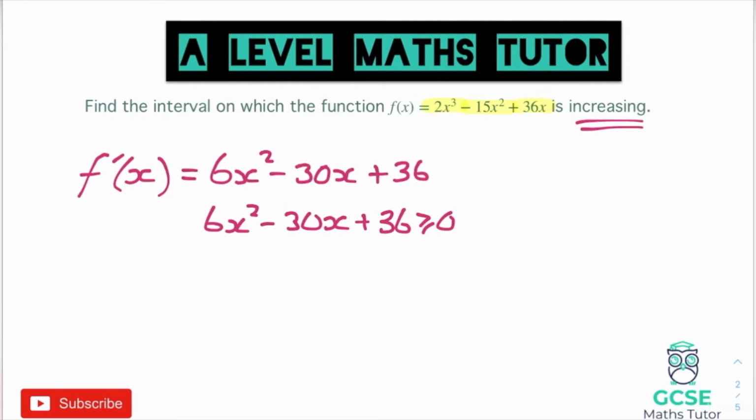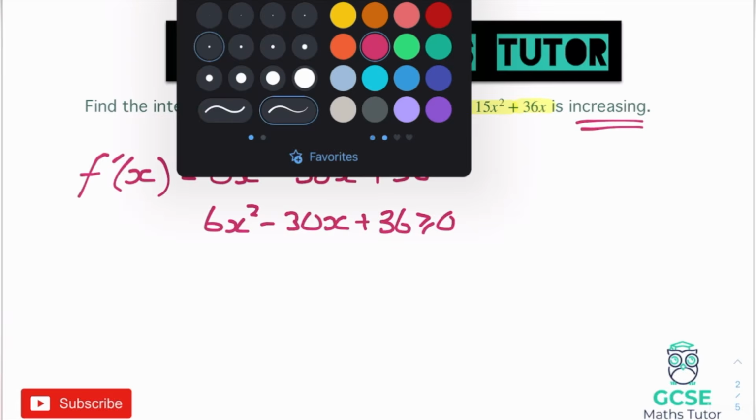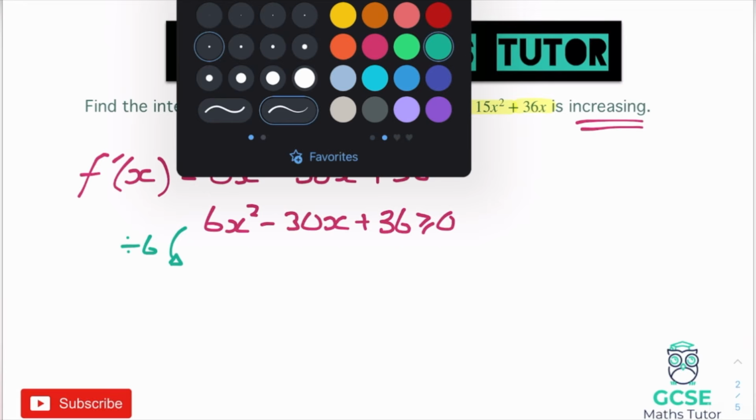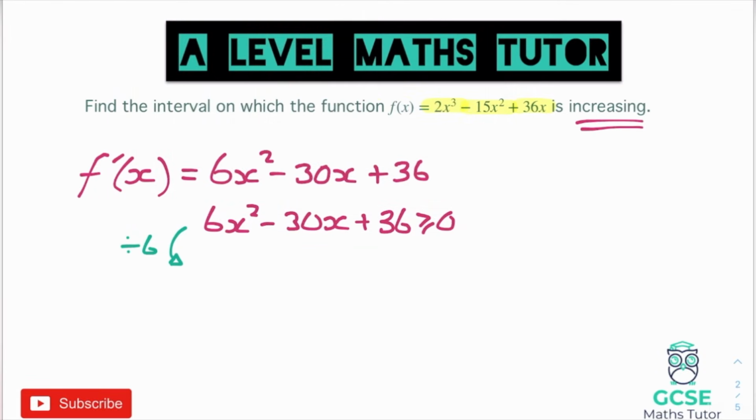So in order to solve this, we need to just solve it as a quadratic inequality. This one does simplify, so all of those pieces divide by 6. So we can make it a little bit easier to simplify by doing that. And if we divide everything by 6, we get x squared minus 5x plus 6. And we're trying to find where that's greater than or equal to 0.